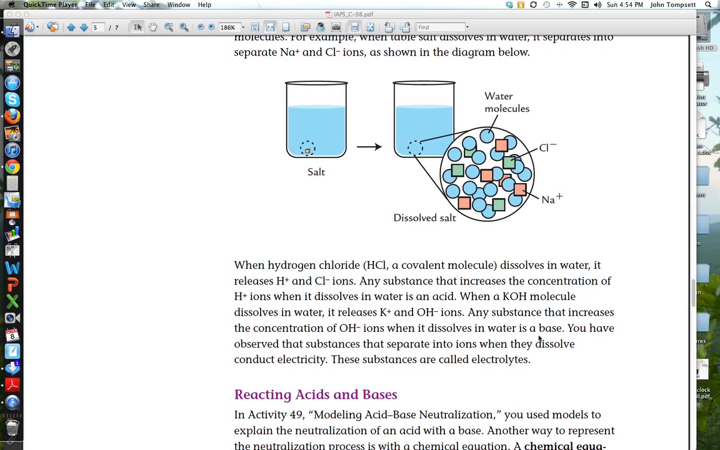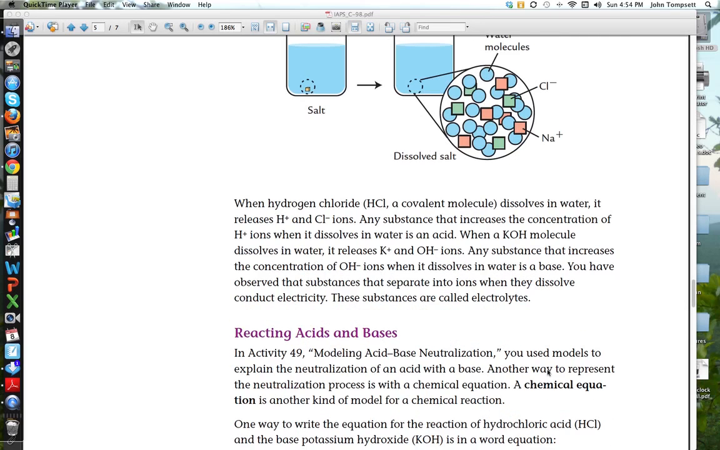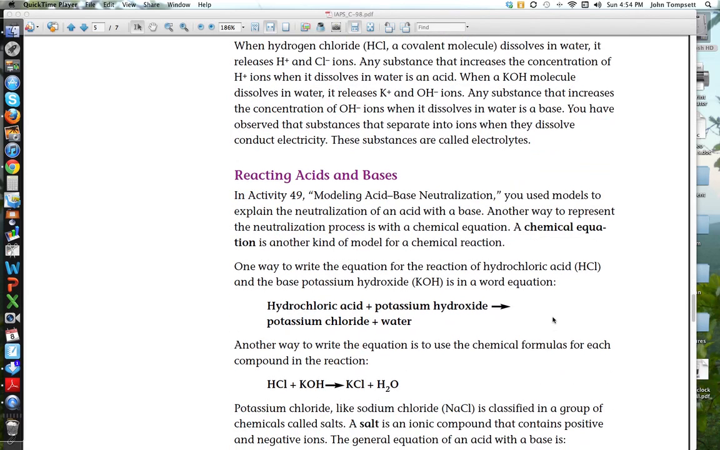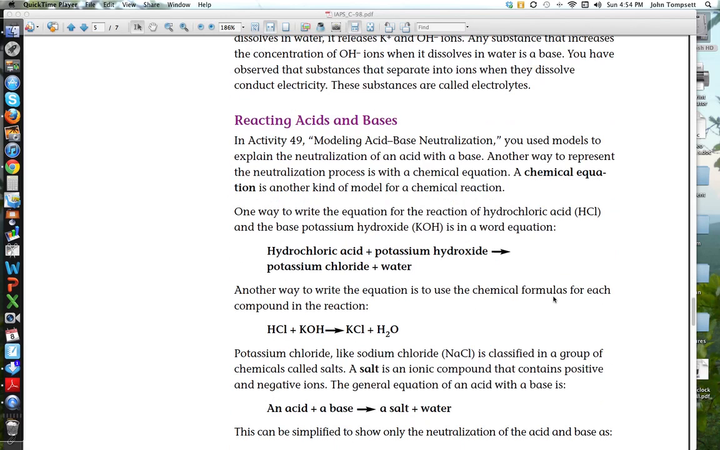You have observed that substances that separate into ions when they dissolve conduct electricity. These substances are called electrolytes. Scroll down to the rest of this page. Reacting acids and bases. In Activity 49, Modeling Acid-Base Neutralization, you use models to explain the neutralization of an acid with a base. Another way to represent the neutralization process is with a chemical equation.